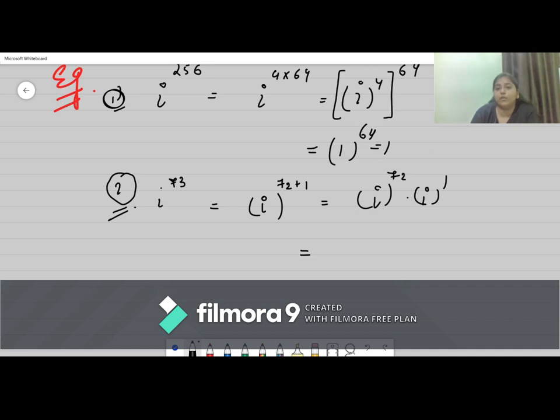72 is divisible by 4. ठीक है? 72 is completely divisible by 4. It goes 18 times. So, this particular value will be what? 1. And iota to the power 1 will remain iota. So, this will give us this. We were getting 1 in this. So, this is one kind of analysis.